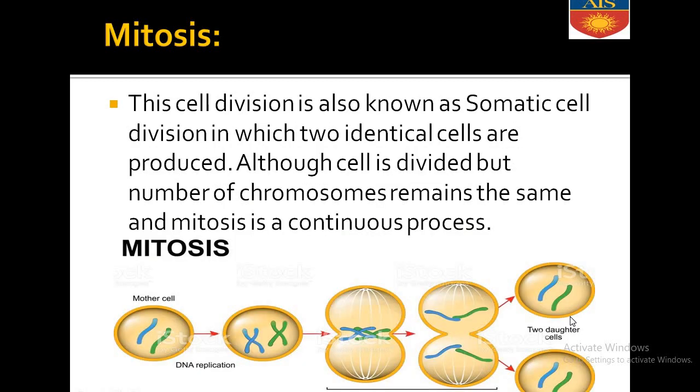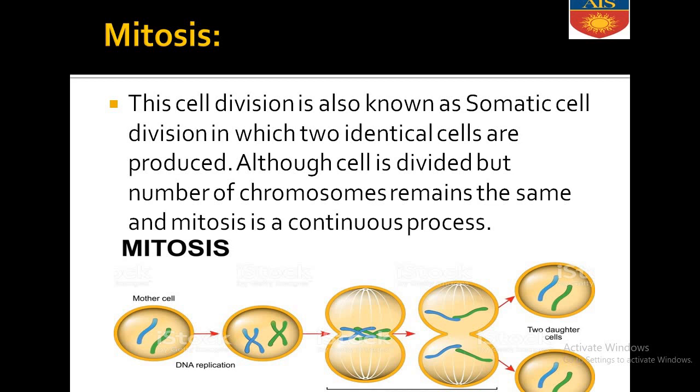Next is mitosis. This division takes place in somatic cells. Now what do you mean by somatic cell? Somatic cell means body cell, the cells which we have in the body. We have 46 chromosomes, 23 pairs. 22 pairs of chromosomes undergo mitosis, and one pair undergoes meiosis, that is the reproductive cell.